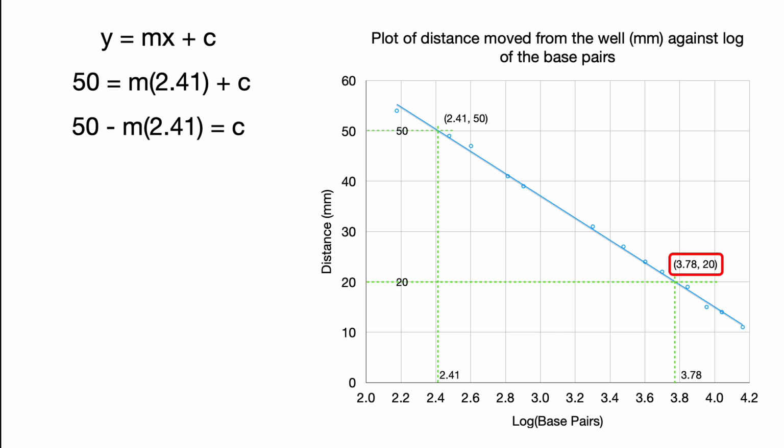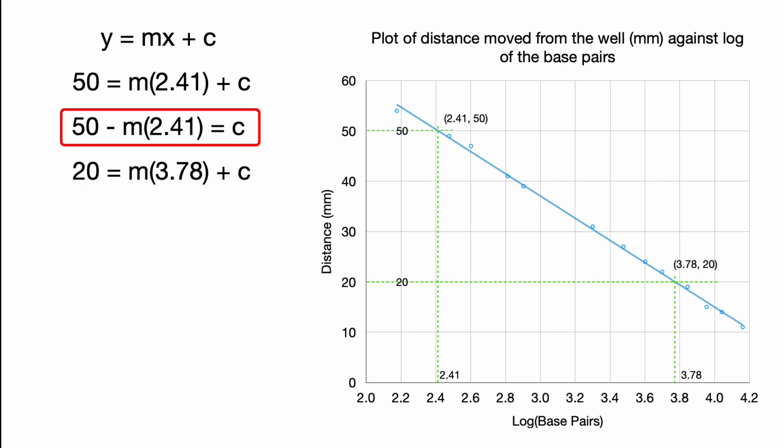We then take the second point, the 3.78, 20 point, and we put those values into the equation. And what we can see here is we've got 20 is equal to m multiplied by 3.78 plus c. Now we know from the first point that c is equal to 50 minus m multiplied by 2.41.